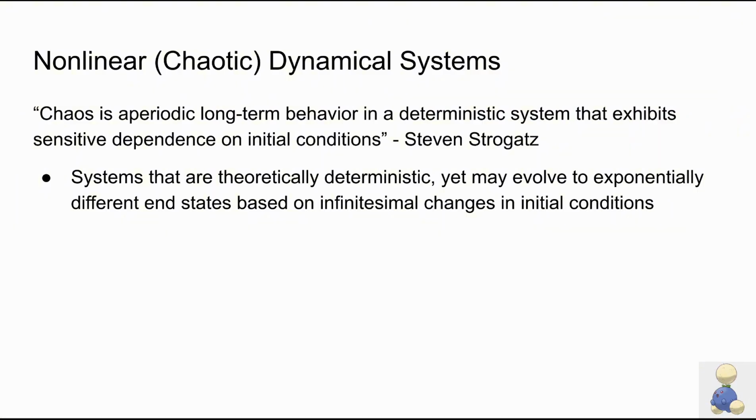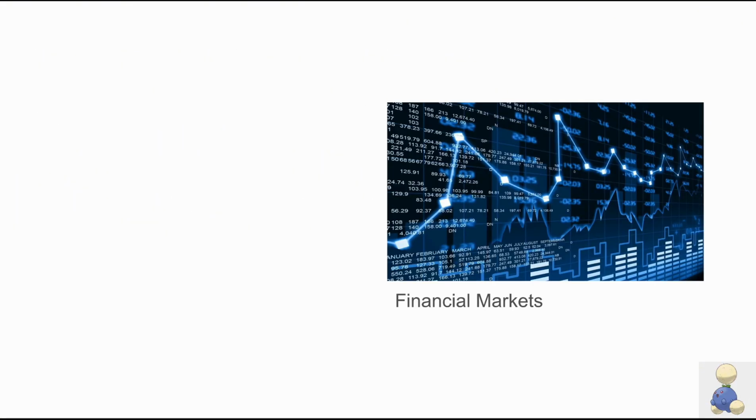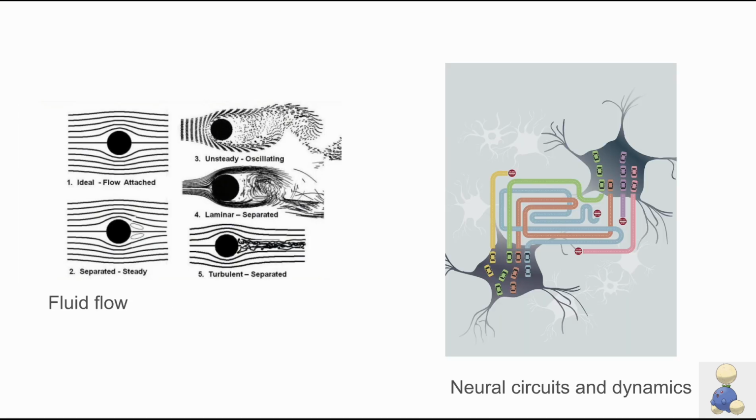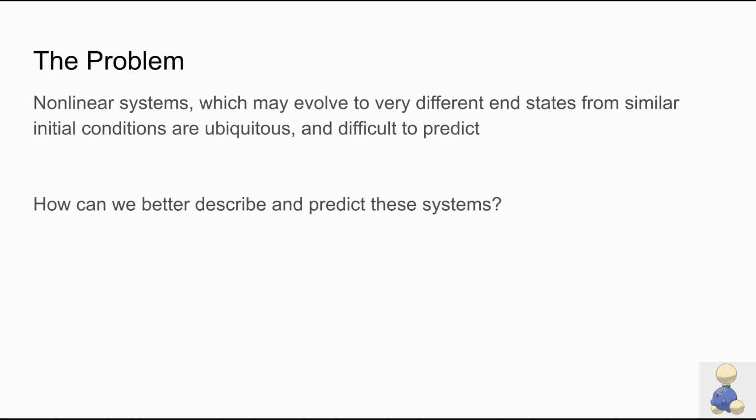Nonlinear systems are governed by chaos, which is an aperiodic long-term behavior in a deterministic system that exhibits sensitive dependence on initial conditions. This means that these systems are theoretically deterministic, yet may evolve to exponentially different end states based on small changes in their initial conditions. Examples of these systems include financial markets and weather patterns, and in our case, fluid flow and neural circuit dynamics. So the problem is, how can we better describe and predict these ubiquitous and important systems despite their nonlinearity?